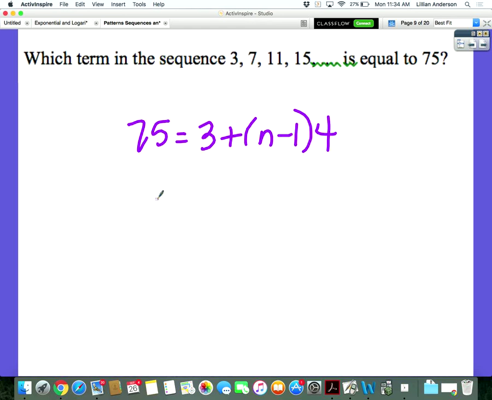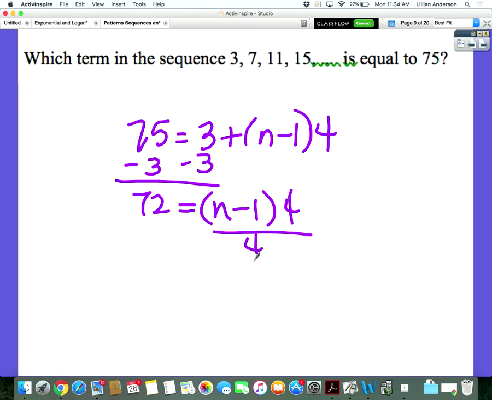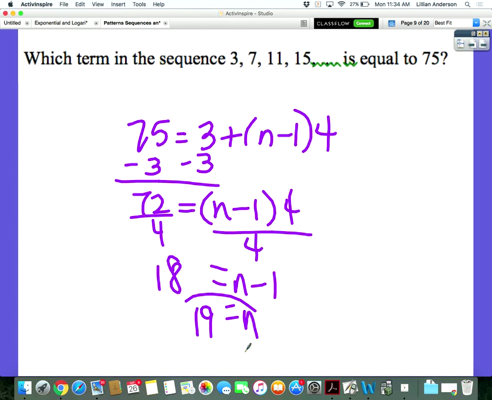Now this one, since you were looking for N, another way, which is the way that I think you guys did the other problem, is divide by 4. Divide by 4. This is another way. And then you get what, 18? So N is 19. Here's the next one.